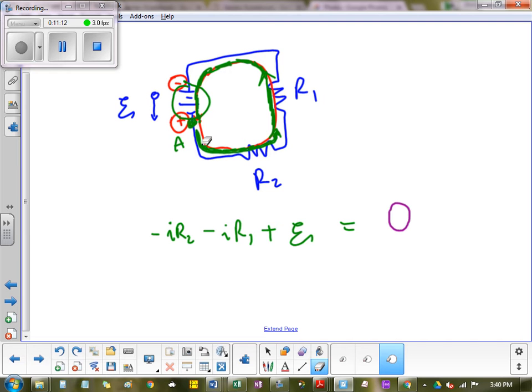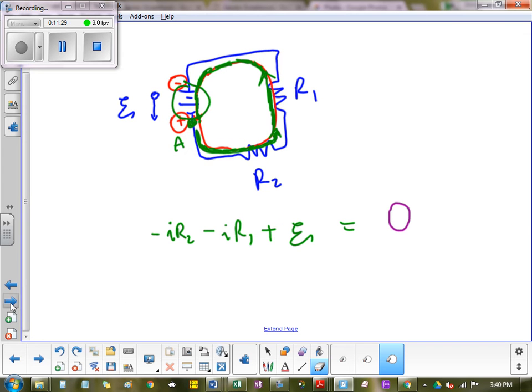If you can't seem to combine them, it could be because there's another battery in the other one of the loops. And if that happens, you might need 2 equations, 1 for each loop. But we're getting to that, so bear with me. Okay, so that's the first thing.